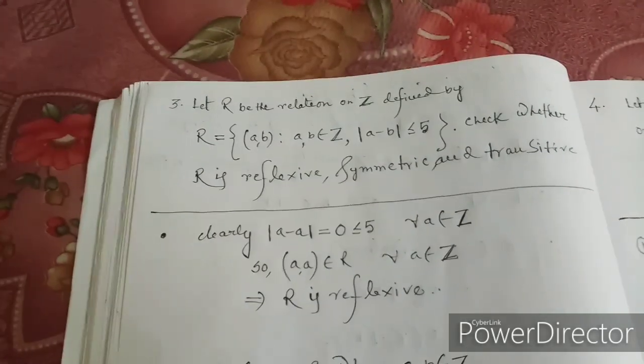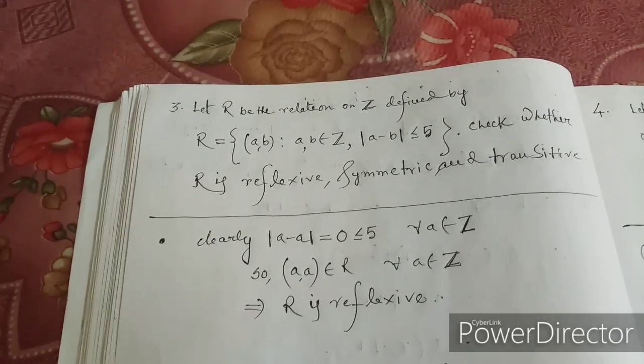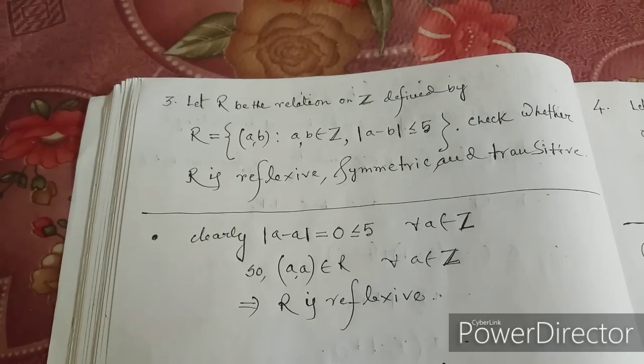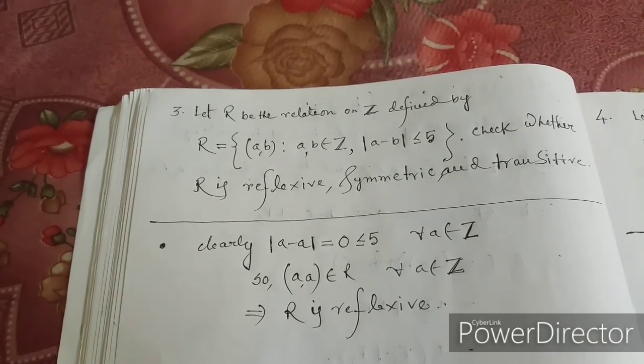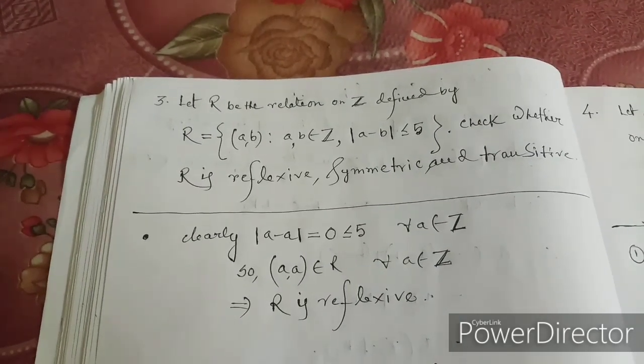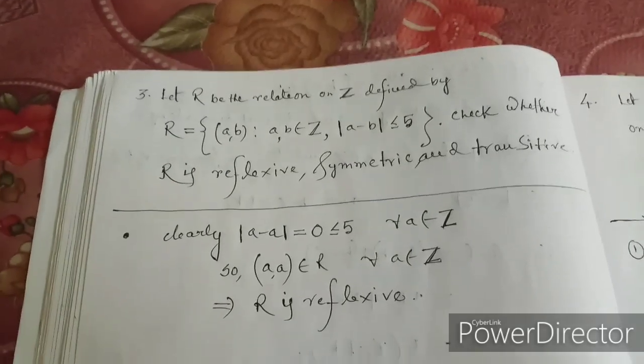So now we are going to problem number 3. The problem says: let R be the relation on Z, where Z means the set of all integers, defined by R equals (a, b) such that a, b belong to Z and |a - b| ≤ 5. Check whether R is reflexive, symmetric and transitive.